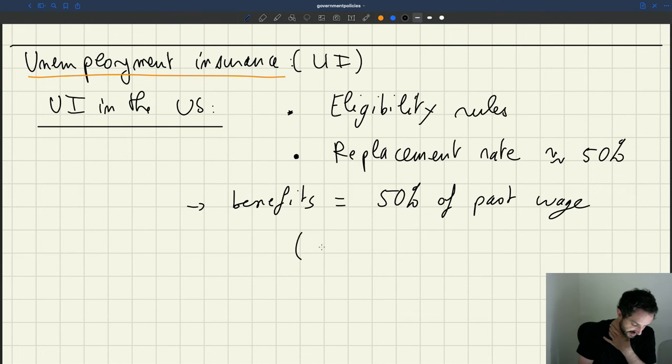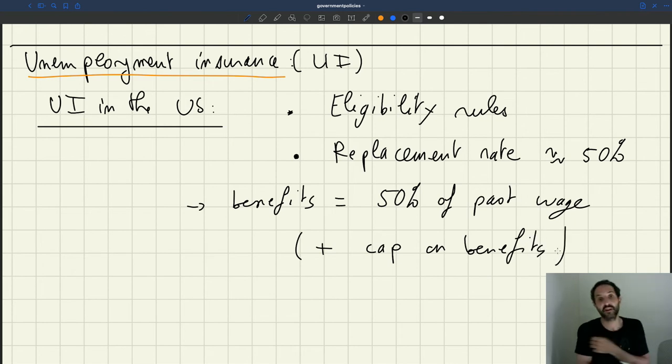And in addition, that's kind of a detail, but there is also a cap on benefits. So for instance, if you work in finance and make a couple of millions a year, and you lose your job, you're not going to receive 50% of a couple of millions. You're not going to receive UI benefits of $1 million a year. I think in many states, UI benefits are capped at something like $3,000 a month, roughly. Okay, so that's one thing. That's the generosity of UI, which is roughly 50% with an upper bound on the benefits.